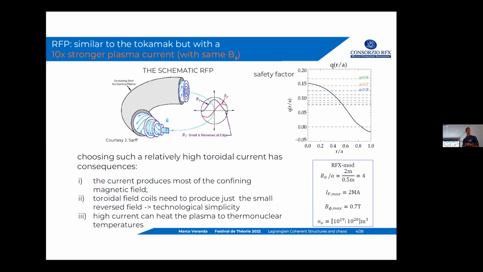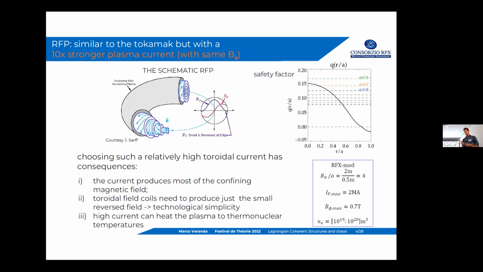So just a few words about the reversed field pinch. It is a configuration that is similar to the tokamak that was just described by Robin, but with the same toroidal magnetic field, we drive a current that is 10 times stronger. And this choice has consequences. A positive one is the fact that the current can heat the plasma up to high temperature and produce most of the confining magnetic field.